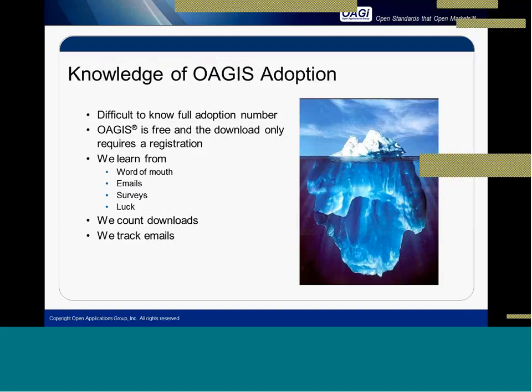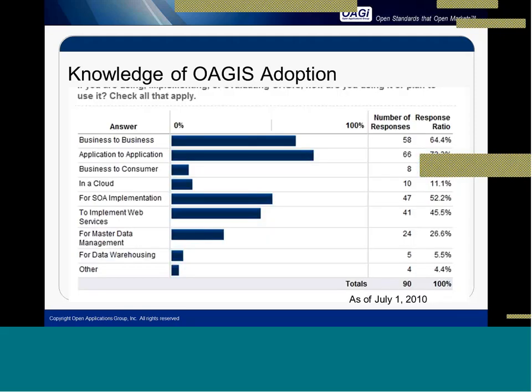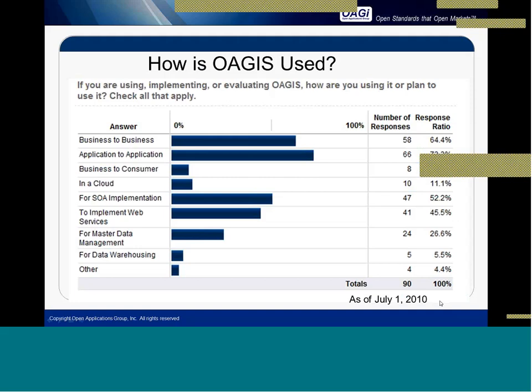So I'll show you a little bit more about how we think people are using OAG. Most of what we know is from word of mouth or from emails, because our download, as you know, is sort of like an open source. So we do surveys, and we also have folks that we've accumulated over time. This is a survey that we completed on July 1 of 2010, which shows the respondents at that time, who is using OAG and how.